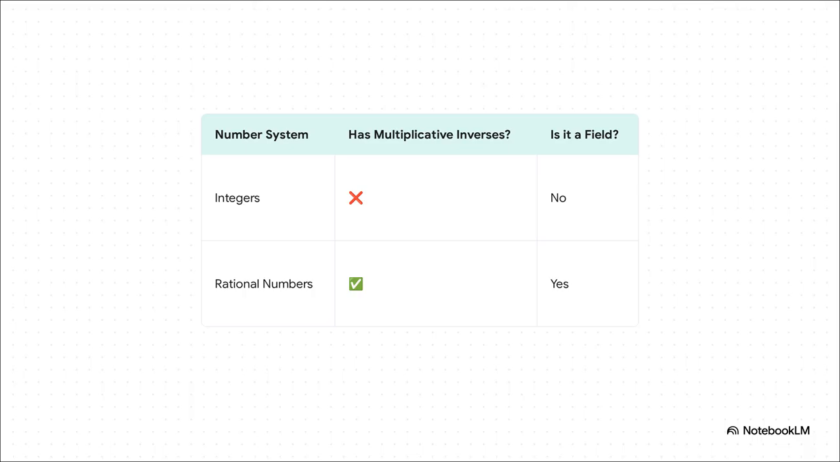See, to be a field, every number that isn't zero needs to have a buddy, a multiplicative inverse, basically a reciprocal, that's also in the system. Integers fail this test. The reciprocal of 2 is 1/2, but 1/2 isn't an integer. With fractions, though, no problem. The reciprocal of any fraction is just that fraction flipped upside down.